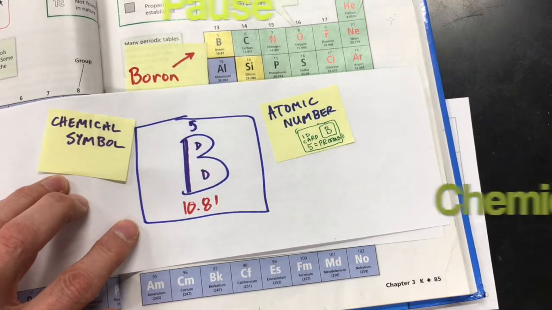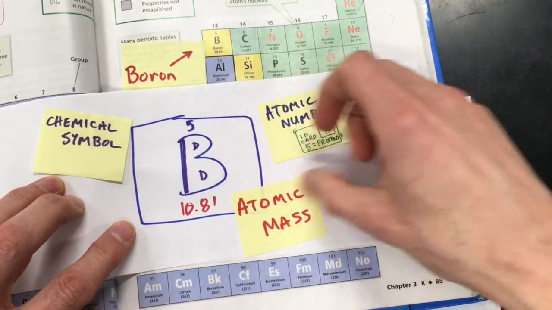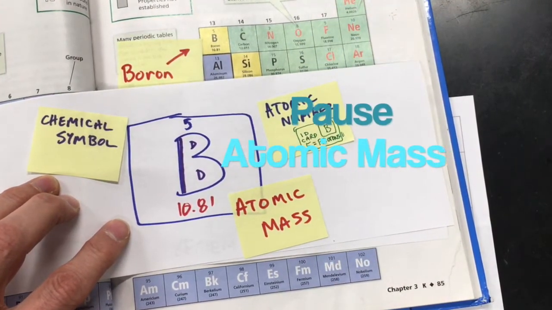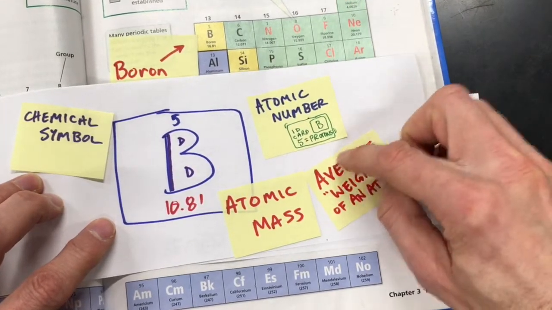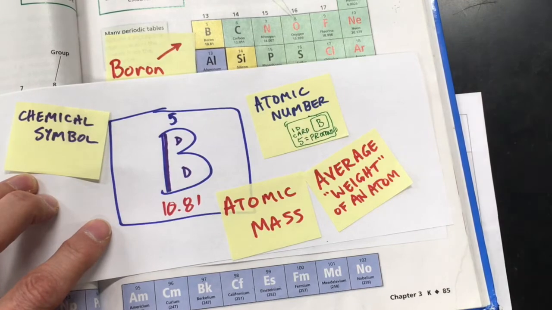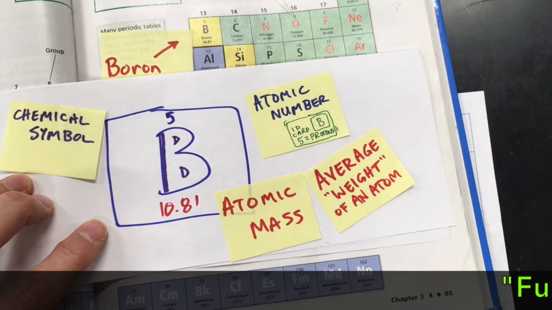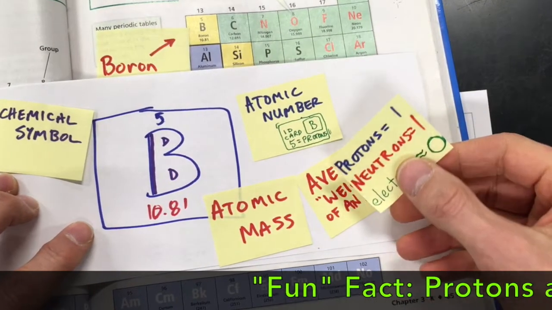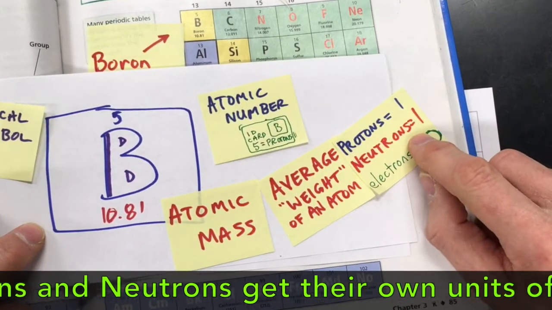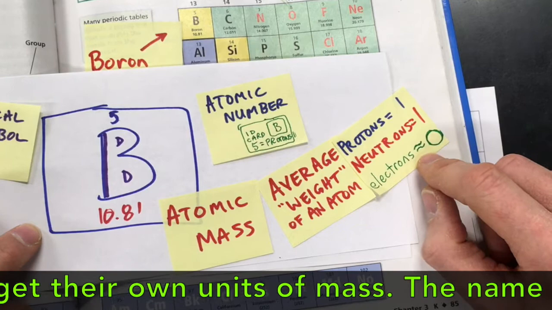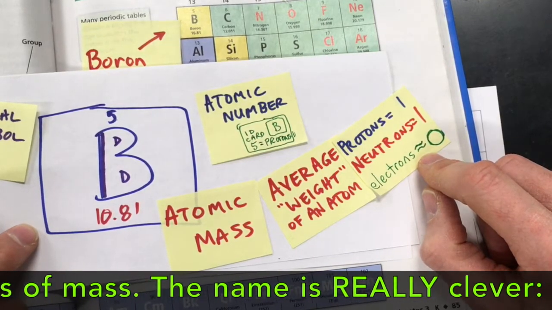And now we have this other number on the bottom that we'll call the atomic mass. That means if you got all the boron atoms together, you could find their average weight of the atoms. And we find that weight by saying the proton has a mass of 1 or a weight of 1, neutrons have a weight of 1, and electrons are so light they basically have no weight.